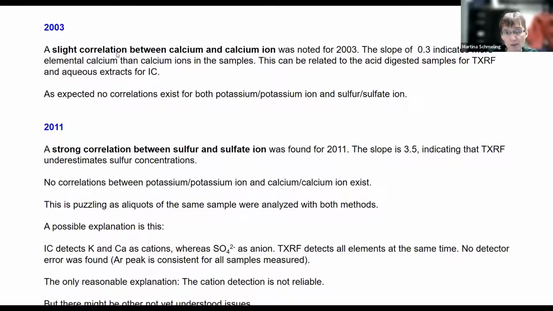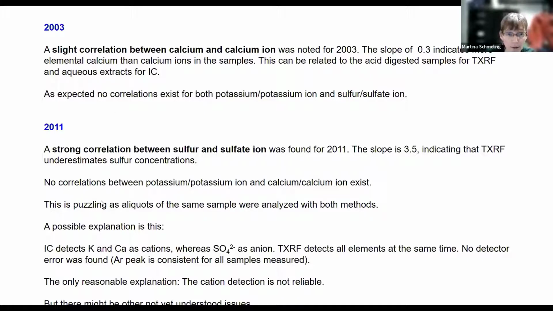So in 2003, we found a slight correlation between calcium and calcium ion. The slope of 0.3 indicates that there is more elemental calcium than calcium ion in the samples, which is also expected because we have an acid digestion, which should extract more. So the aqueous extraction did not extract some of the calcium, which is bound, and so it's not extractable with water, so it's not water soluble. But there is no correlation between potassium and potassium ion, and also sulfur and sulfate ion.